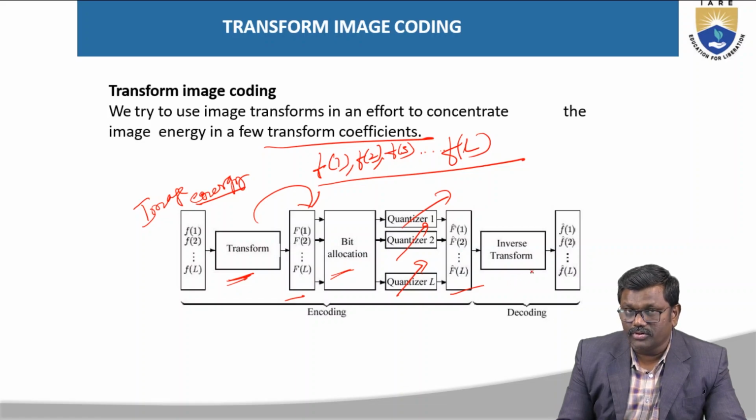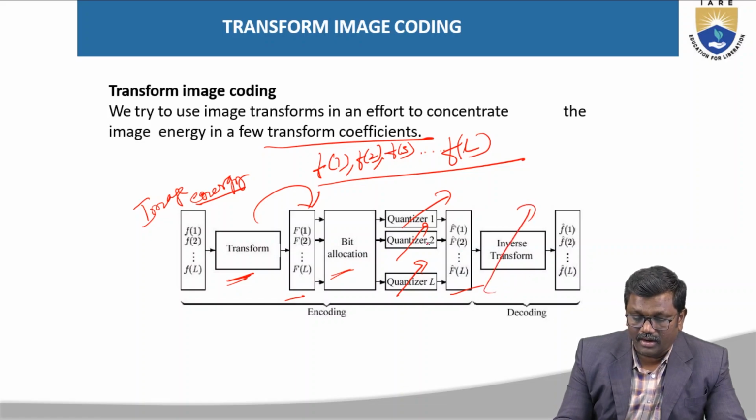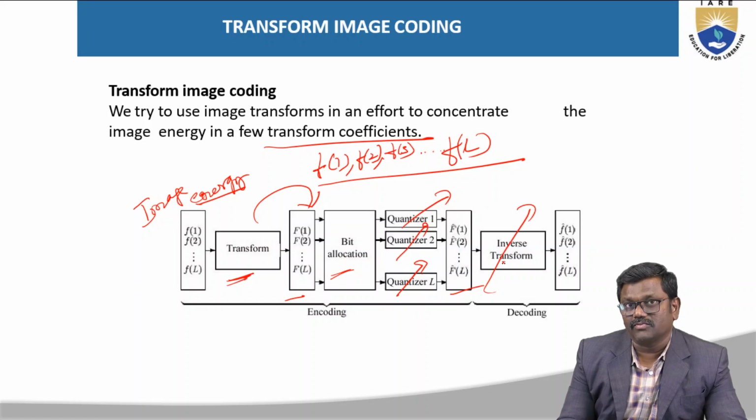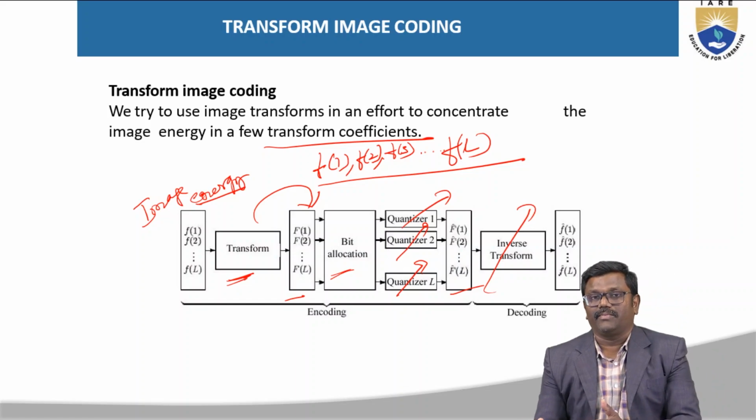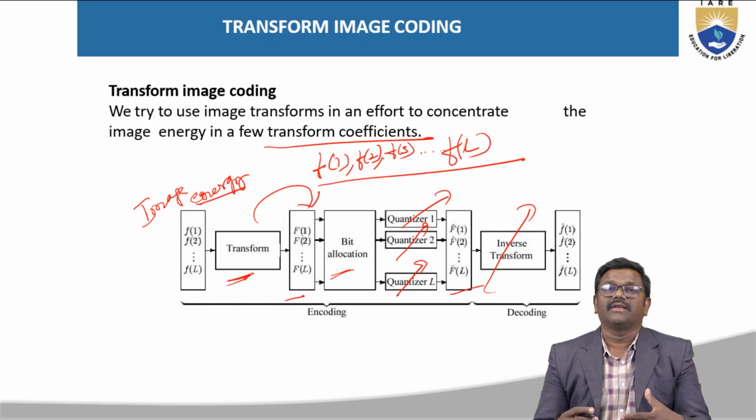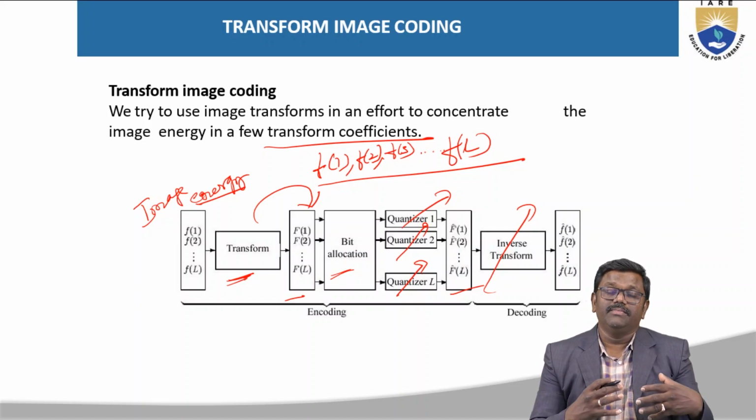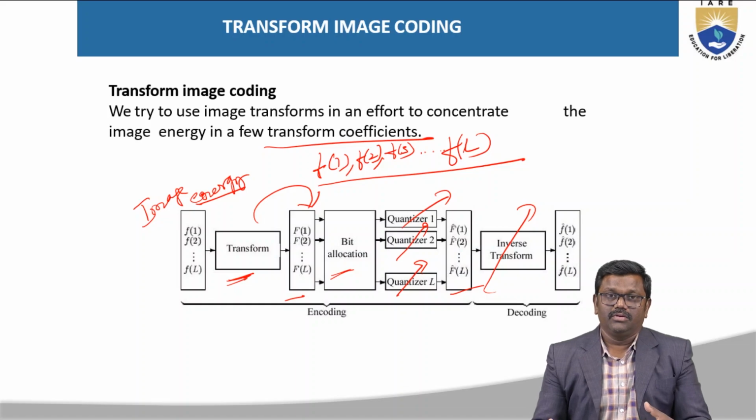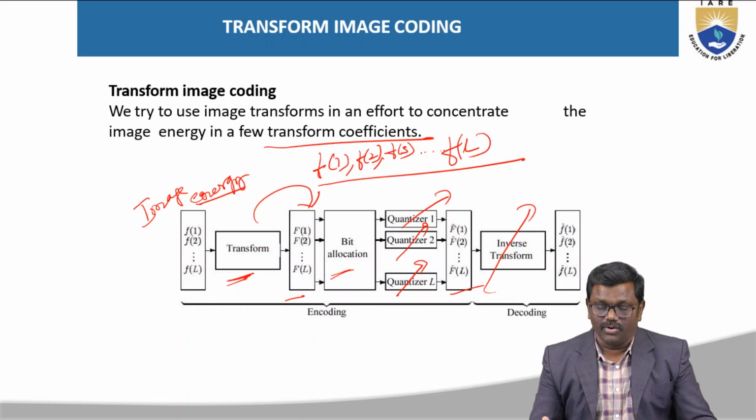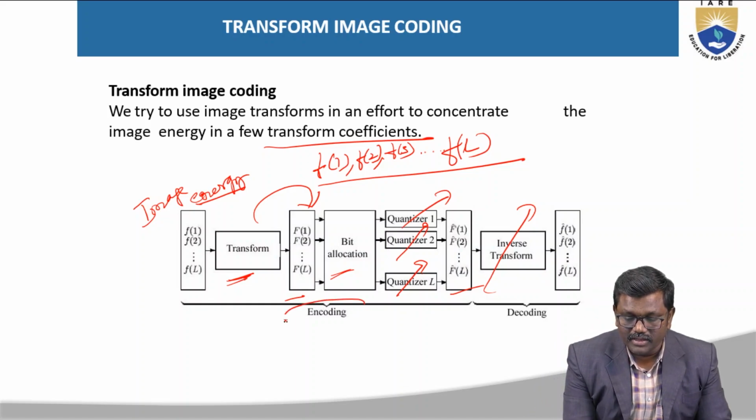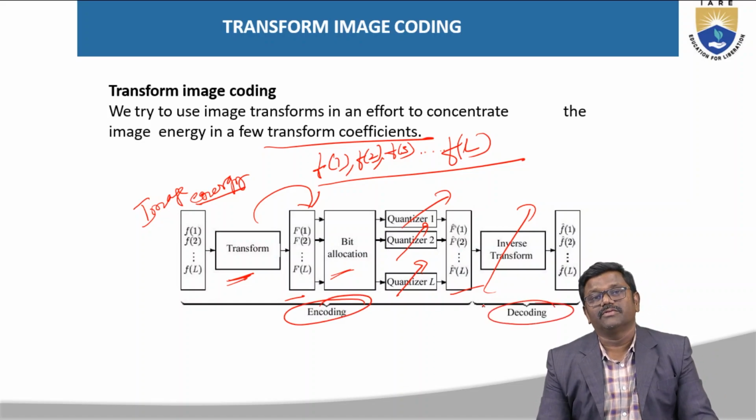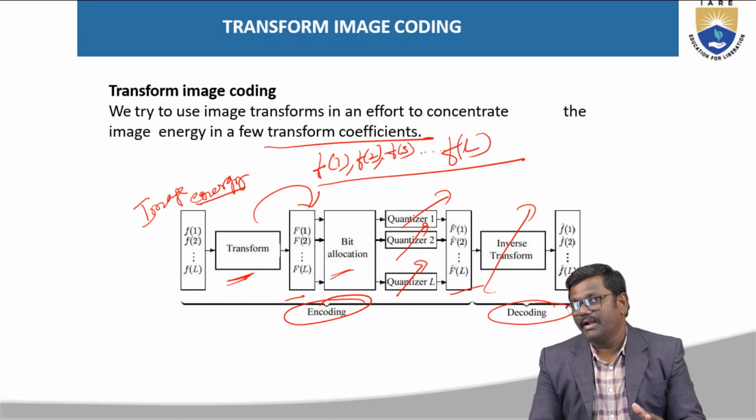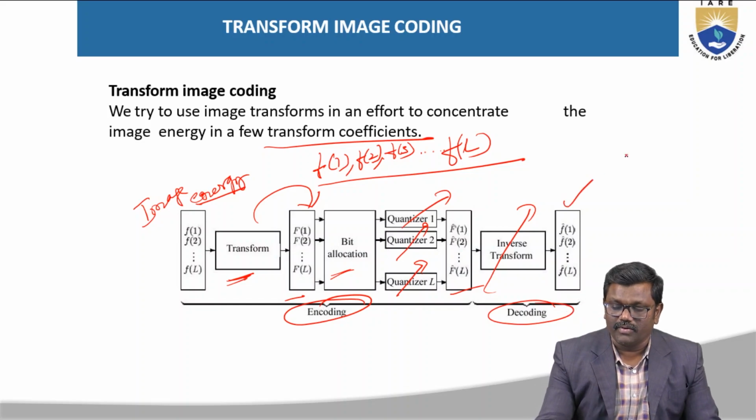We get the output and we apply the inverse transformation techniques. Okay, there are transformation techniques and inverse transform techniques which help us to understand transform image coding. So the main process of that coding is encoding and decoding. That's what we call transform image coding. Encoding will be there and decoding. Then we will get your required output.